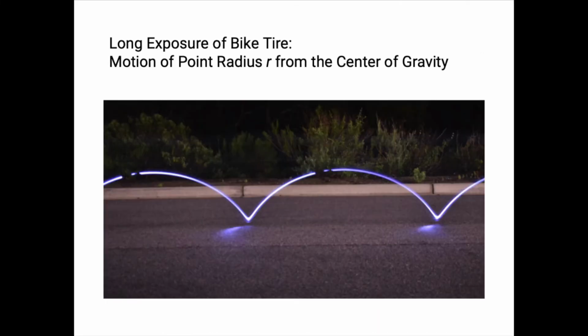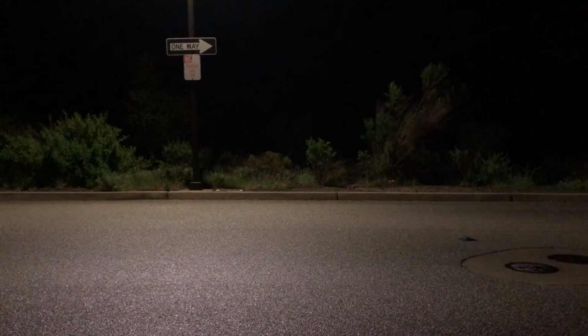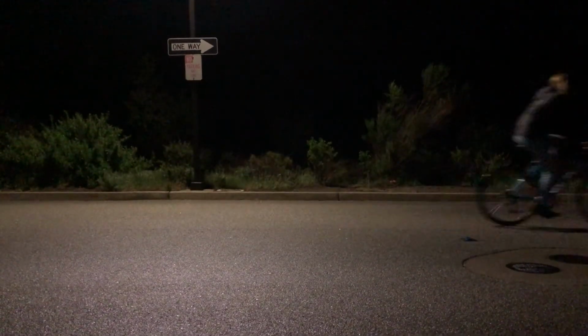This is a long exposure photo of the light attached to the bike wheel. By tracking a single point on the wheel with the light, we can see that a cycloid shape is produced. The photo shows that at the point of contact between the bottom of the wheel and the ground, there is zero velocity. In these videos, we attached a light to the bike wheel in order to better see the motion of the bike wheel.